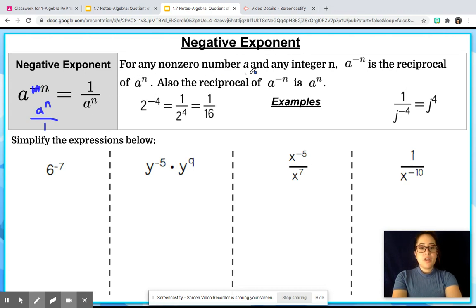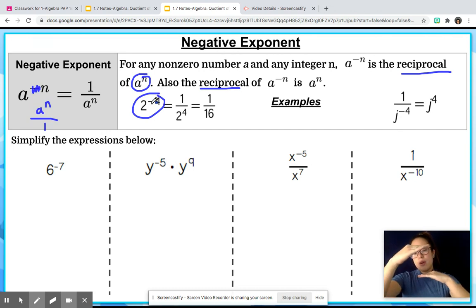So for any non-zero number a and any integer n, a to the negative n is the reciprocal of a raised to the n. Also, the reciprocal of a raised to the negative n is a raised to the n. Reciprocal is just a fancy word for flip. So here we go. We've got 2 raised to the negative 4. The negative is a direction that tells me to flip it around as a fraction with a numerator of 1. So as you can see, it's 1 over 2 raised to the 4.